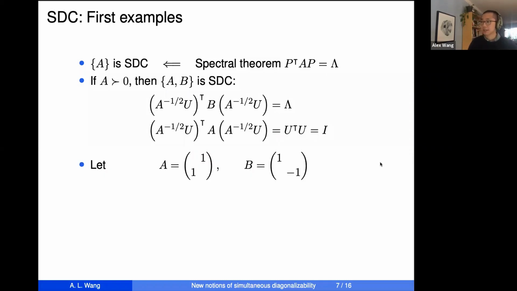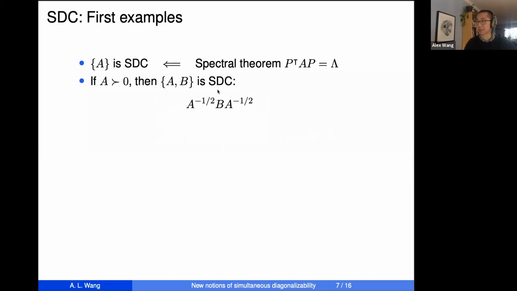So we've seen two examples. You didn't use the previous theorem. Yes, we could also see that this is SDC using the previous theorem. But as our first real example, I wanted to actually just do it out, to show how you would see that this pair is SDC using the previous theorem.